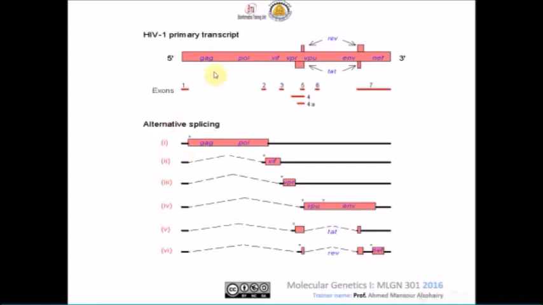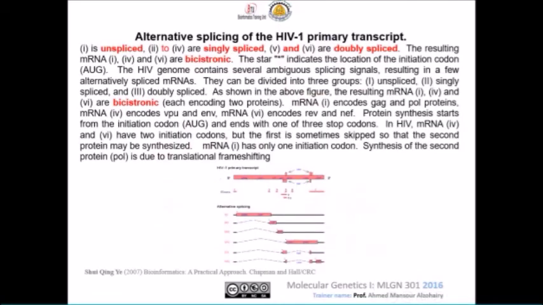Here we can take a look and see that one single primary transcript in HIV can produce nine different proteins, and this is one of the marvelous examples we can find in nature of how a small piece of messenger RNA can result in all these different proteins.